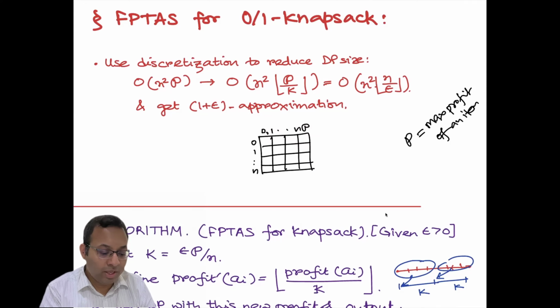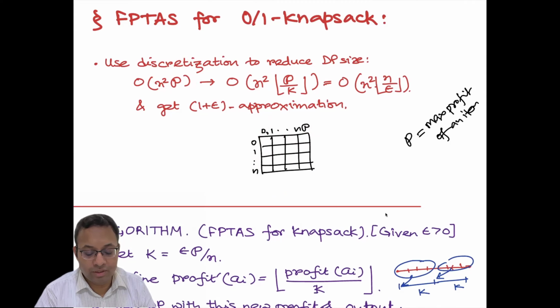So instead of n square p, we want to discretize this. Instead of so many rows, for some rows we want to club them together. By doing this, we might lose some information and might not get the optimal solution, but we still want a good approximation. We'll discretize by a factor k. If the profit is p, we divide by k and then round down. That is a kind of bucketing.